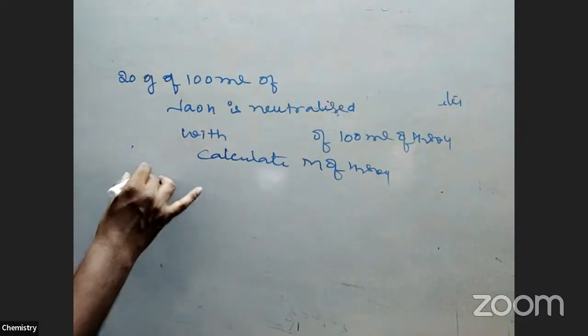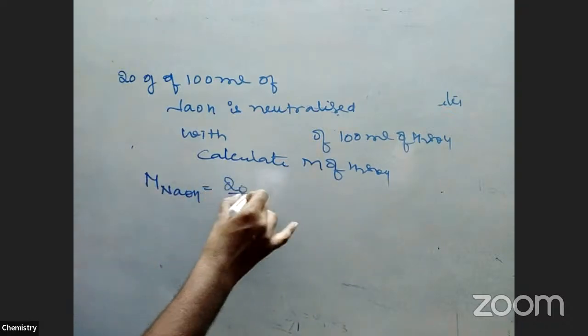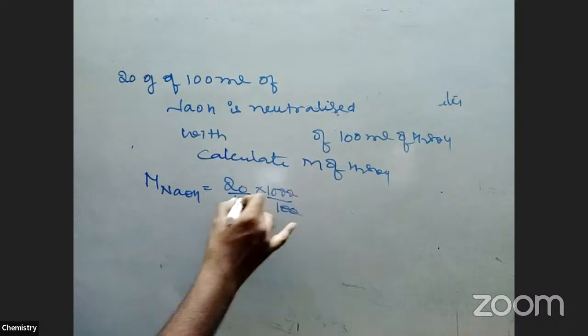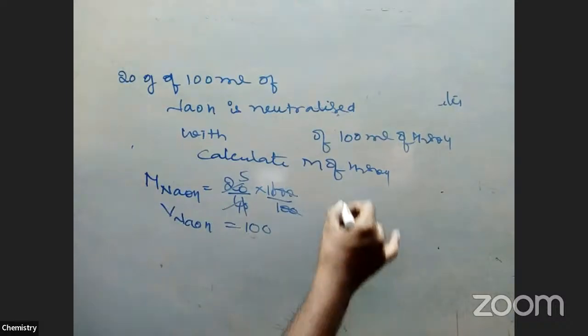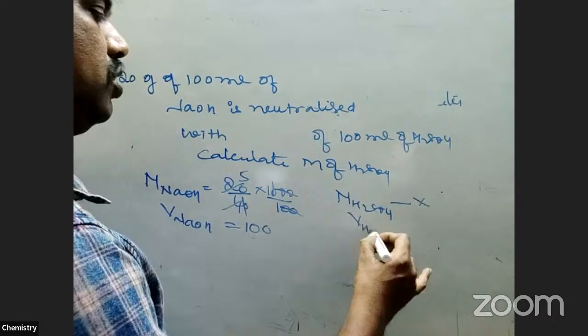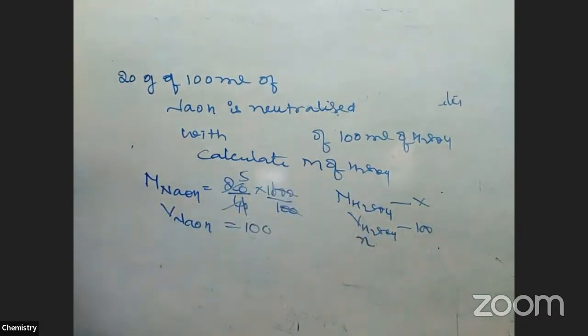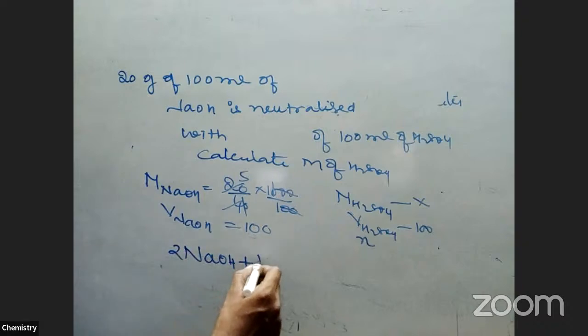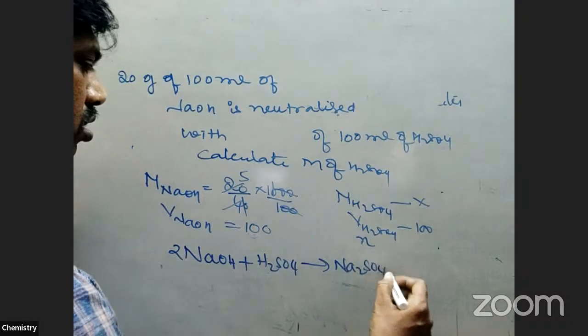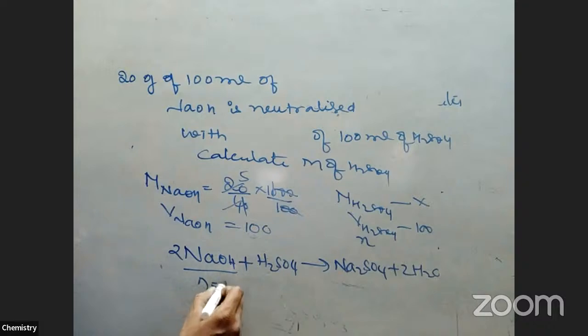Okay. First we find out the molarity of the base. What is the molarity of the base? 20 given weight by 40 into 1000 by 100. We get 5. Volume of NaOH is equal to 100. But we don't know the molarity of H2SO4. Volume of H2SO4 is 100. The number of moles you also find out from the balanced chemical reaction. What is the balanced chemical reaction of NaOH and H2SO4? 2 moles of NaOH react with H2SO4 and you get Na2SO4 plus 2H2O. So n1 is equal to 2, n2 is equal to 1 here. Okay.